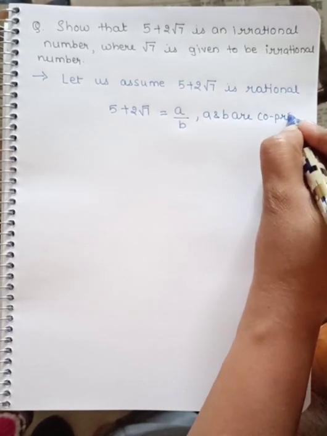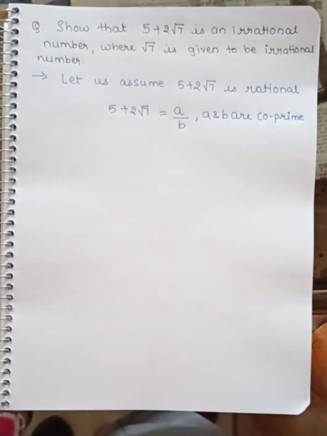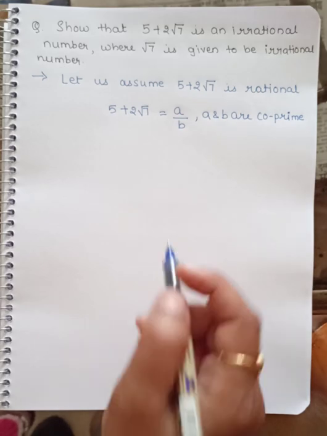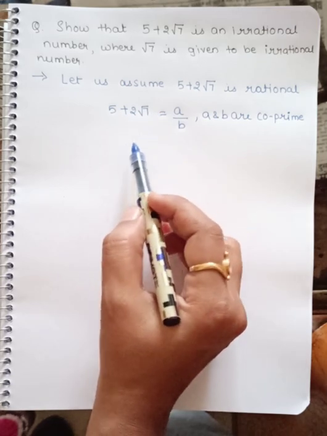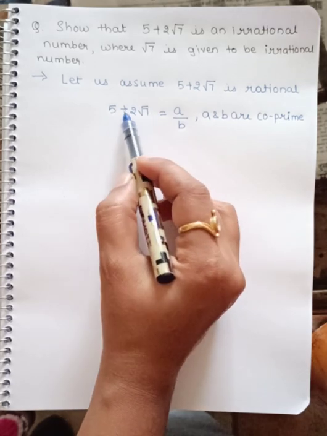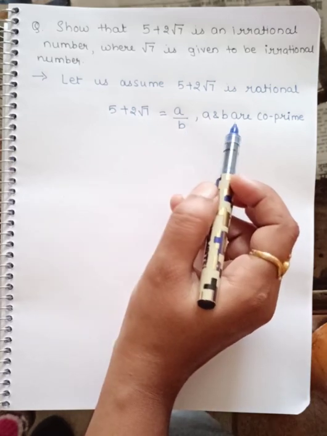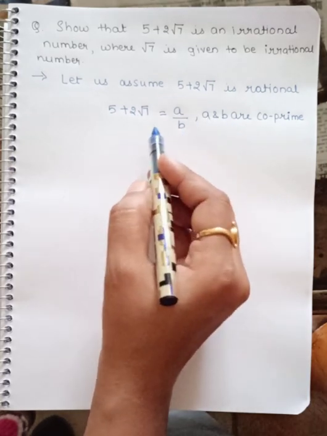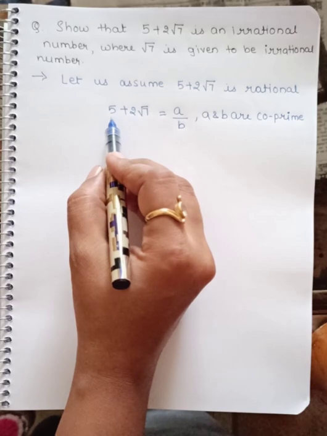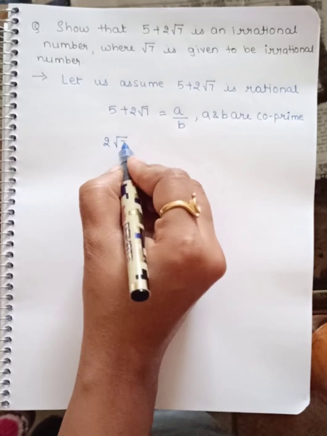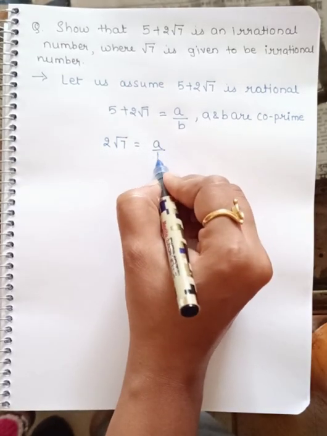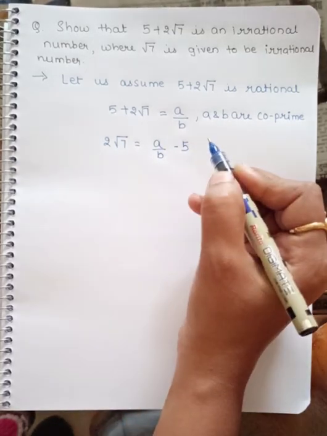Co-primes means they don't have any common factor. Now we will be simplifying this equation in such a way that on the left hand side only root 7 will be present and all other numbers will be shifting to the other side of the equal sign. So let us simplify: this 5, which is plus here, after going to the other side will become negative. So 2 under root 7 is equal to a by b minus 5.